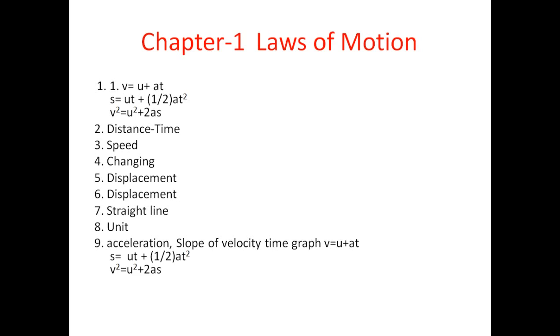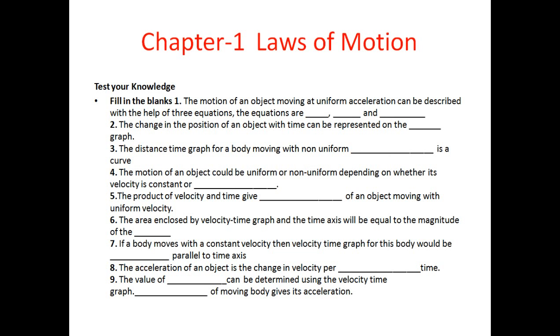What is the question? The value of acceleration can be determined using the velocity time graph. Yes, from the velocity time graph we can find acceleration, we can find displacement, we can find everything. And what are the formulas for all this? s is equal to ut plus half at square, v is equal to u plus at, and v square is equal to u square plus 2as. So we can find displacement, acceleration, and velocity through the velocity time graph.